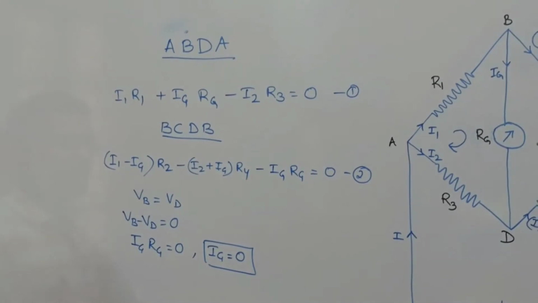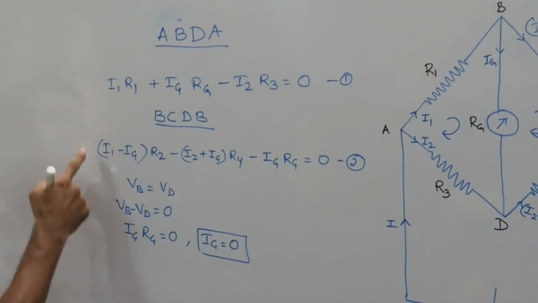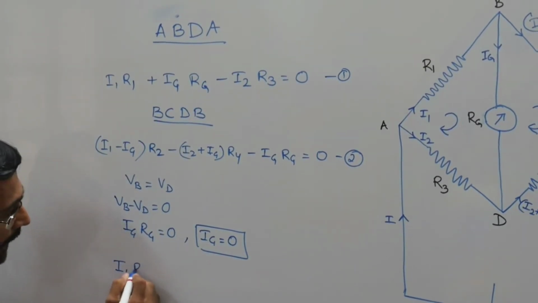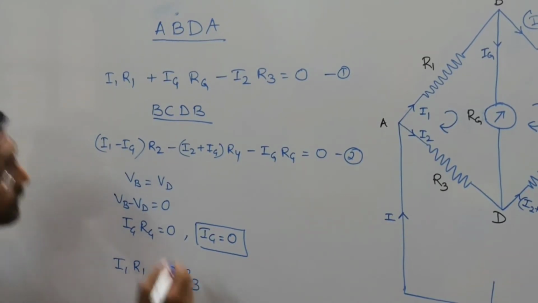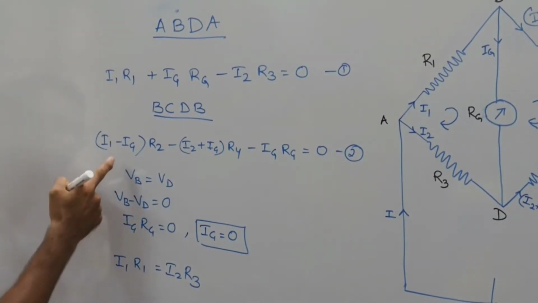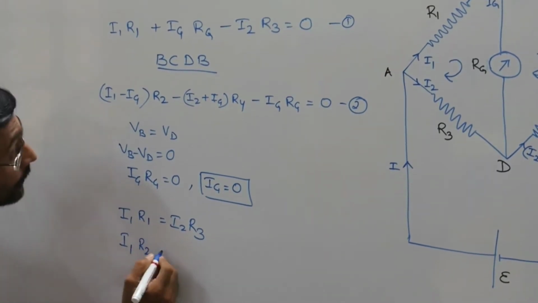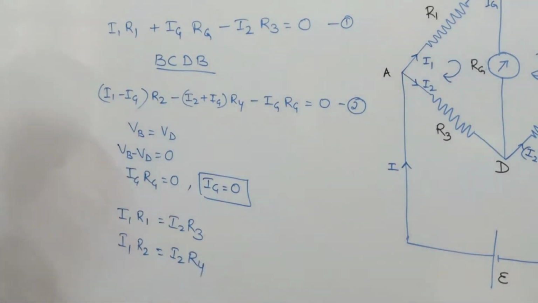So if I put the value of Ig equal to 0 in equations 1 and 2, equation 1 becomes I1 R1 equal to I2 R3 because Ig equal to 0. And equation 2 becomes I1 R2 equal to I2 R4.